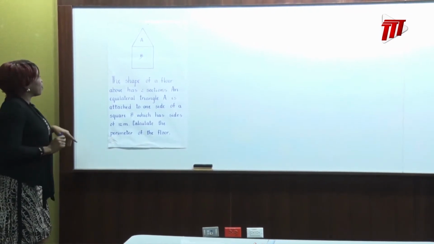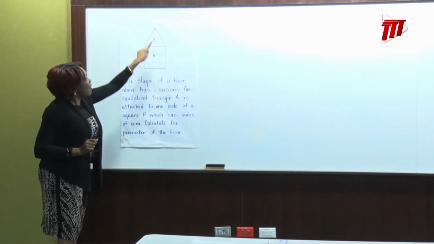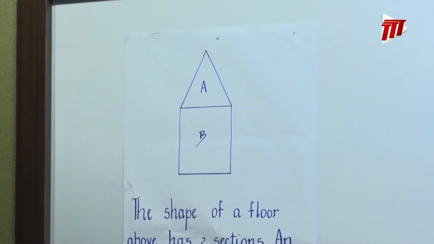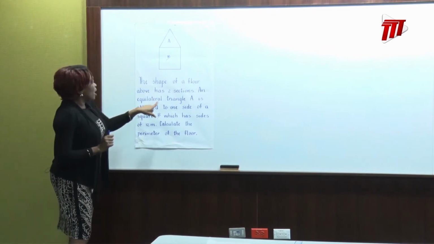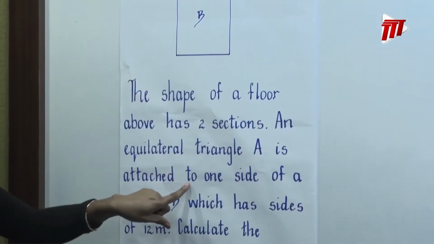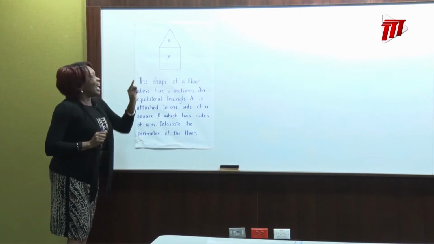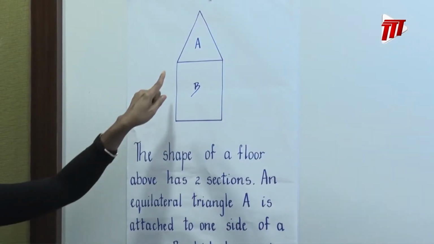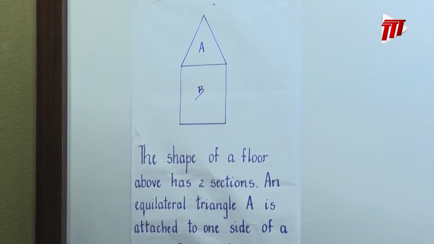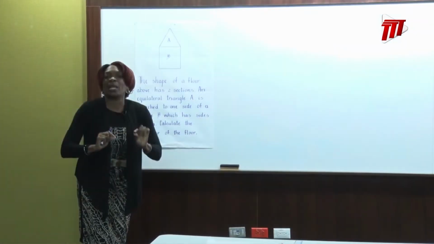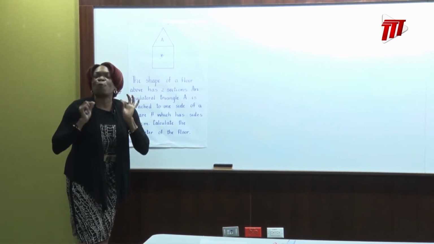What information is given? The shape of the floor has two sections. This is A, this is B. An equilateral triangle A. This is our equilateral triangle. Correct. All the sides are equal. Bear that in mind now. An equilateral triangle A is attached to one side of a square B. We have square B here. If the equilateral triangle is attached to square B, what can we say about the sides of the square and the sides of the equilateral triangle? Tell me. Yes, they are all equal. An equilateral triangle has 3 equal sides. A square has 4 equal sides.